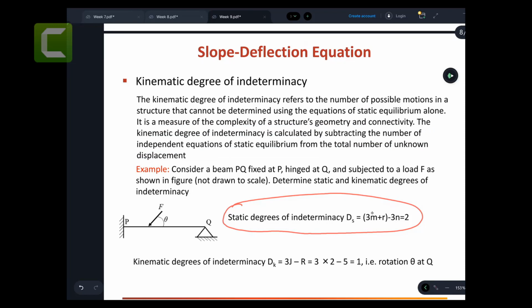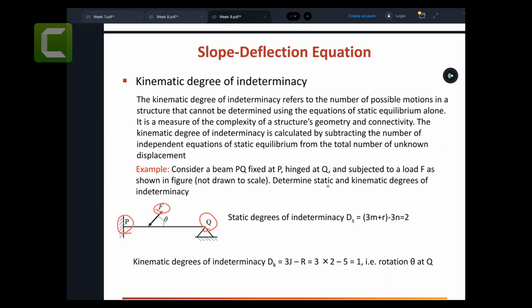Let's take an example, because that is the definition. Definitions sometimes do not make sense until we apply the methods to actual problems. So let's consider the beam PQ that is here. PQ is fixed at P, so that is fixed here, and is a pin at Q, subject to a load F as shown in the figure. Determine the static and kinematic degree of indeterminacy.